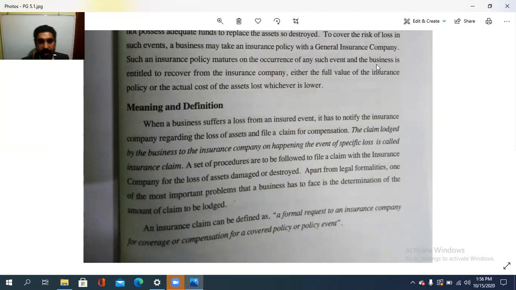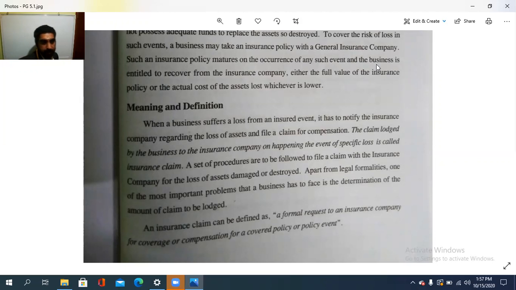An insurance claim can be defined as a formal request to an insurance company for the coverage or compensation for a covered policy or policy event. So there should be some policy event, or there should be some policy. So based on the policy, how much compensation is to be covered for that particular thing.